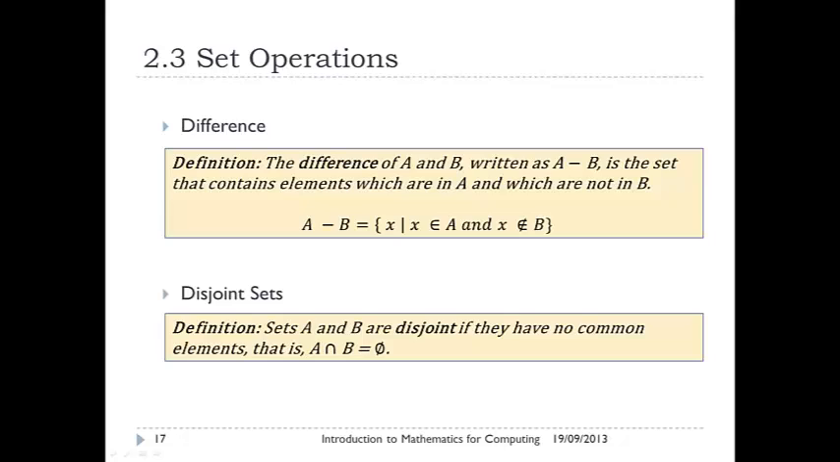To read this out using set builder notation, we would have the following. A difference B equals the set of all x such that x is an element of A and x is not an element of B.